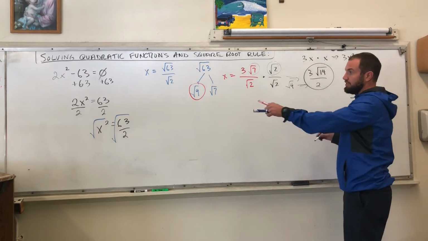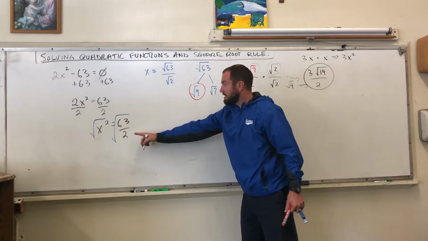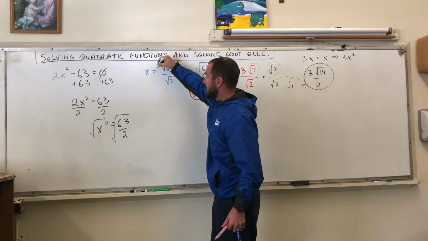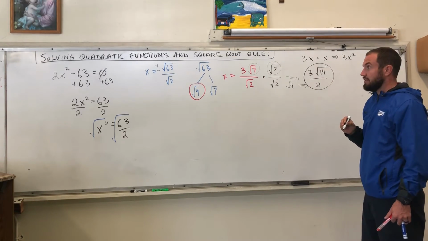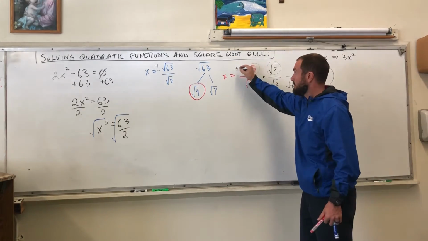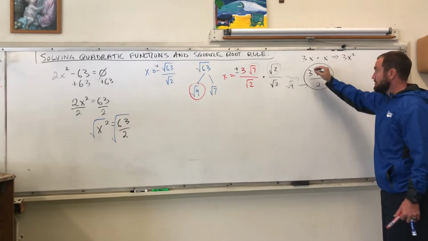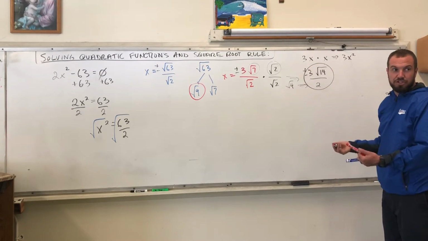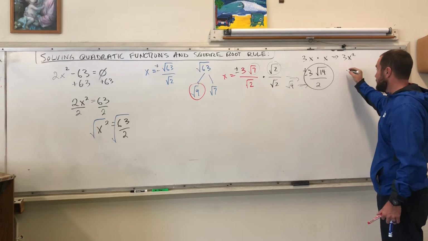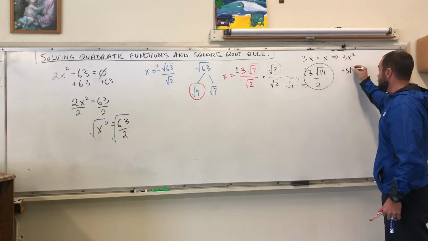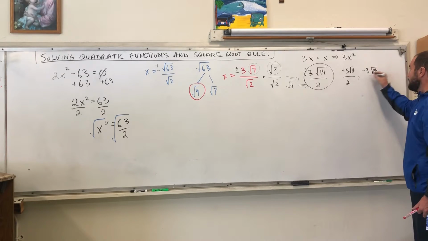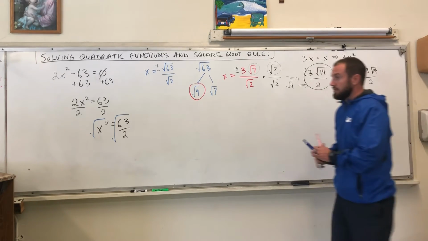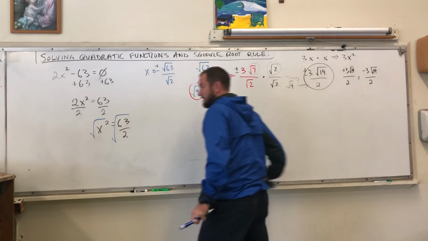Now, we talked about here that when you take the square root of something, technically it's plus minus. Right? You're saying I'm taking the plus minus version of that. There's two versions I can put into parentheses and square it. So we could say it's plus 3 square root of 14 over 2, and we could say it's negative 3 square root of 14 over 2. That's a good example to look at.